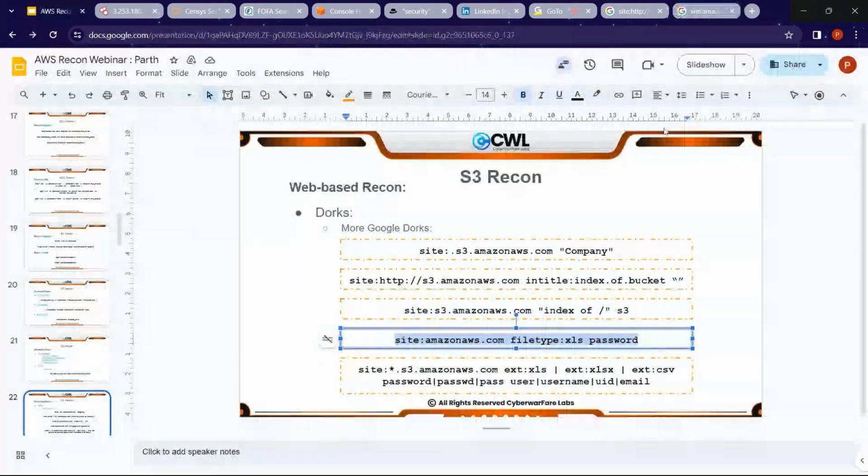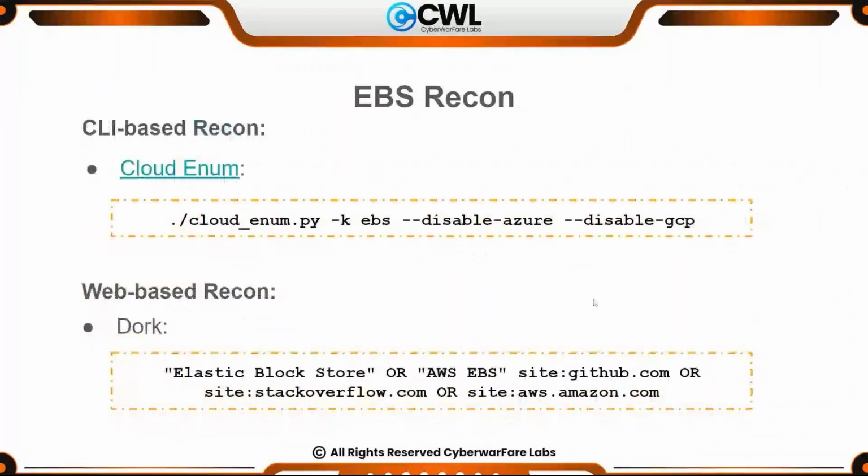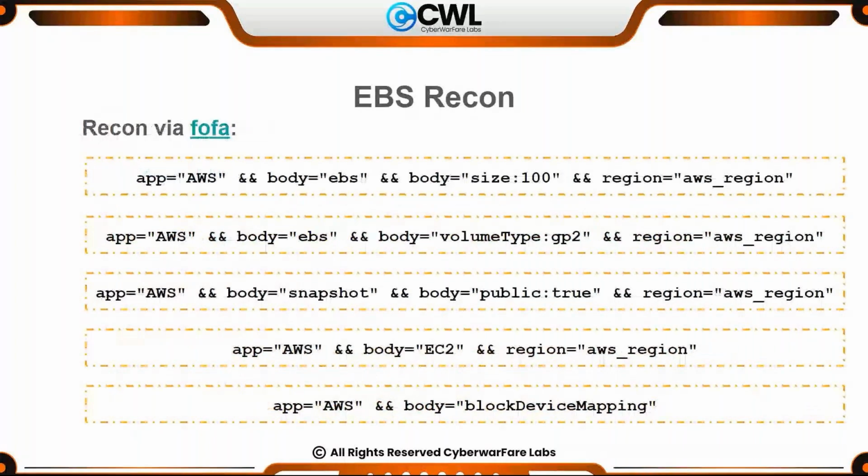Next we will be initiating reconnaissance on the EBS service. Here we have some FOFA queries you can see. The first FOFA query aims to identify AWS related services where the HTTP response body contains references to EBS and size equal to 100. This could be useful for reconnaissance or analysis purposes related to Elastic Block Store volumes with a size of 100 GB in the specified AWS region.